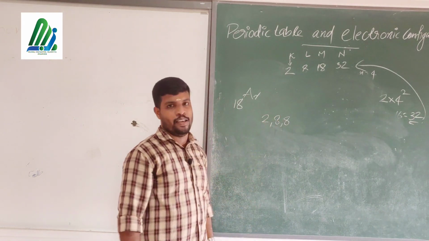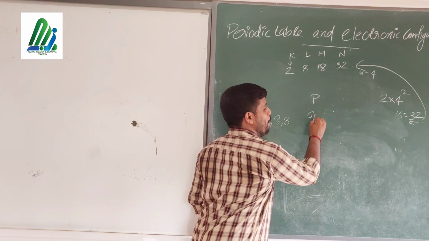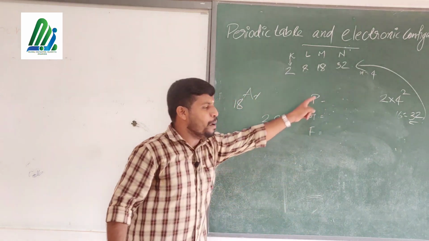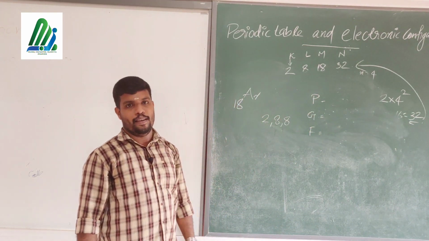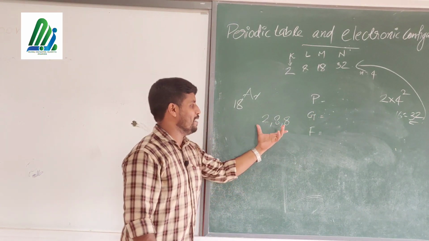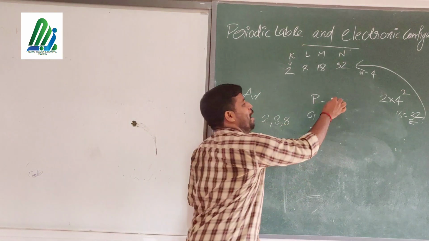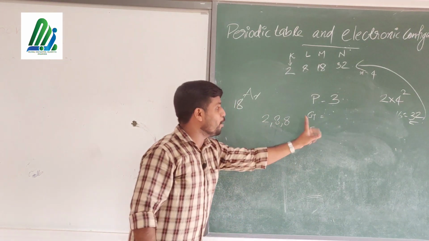By using this, just find the period number, group number and the family of the element. How can you find the period number? Just check the shells. How many shells are there? 3, so the period number is 3.